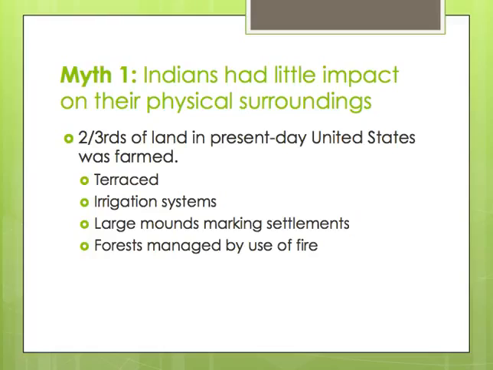The first myth is that Indians had little impact on the physical surroundings. That's absolutely not the case whatsoever. Two-thirds of the land in present-day United States was farmed. It was terraced. They had irrigation systems that were built into these settlements. Large mounds even exist today that mark these Indian settlements. Indians also used fire to manage the forest. They would routinely use this fire to burn the underbrush that grew around the trees, with the result that many of the first settlers that came here recognized that forests didn't have many plants under the canopy of the trees.